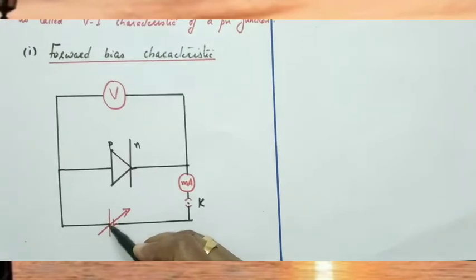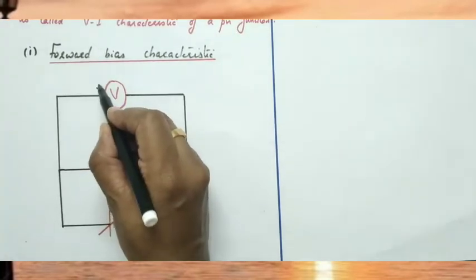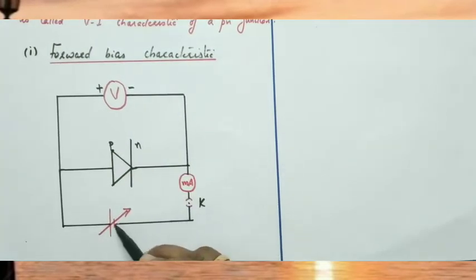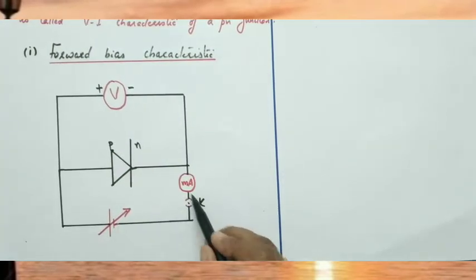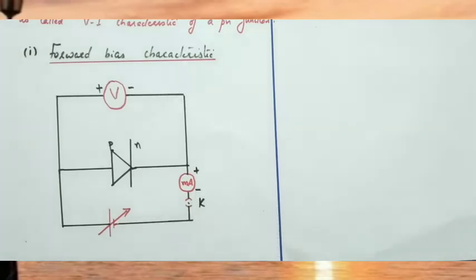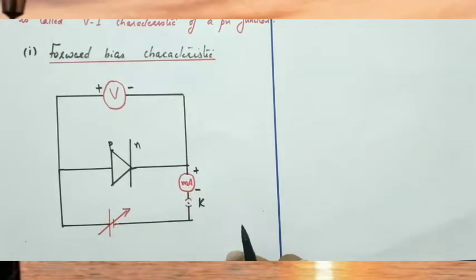Since this represents the positive terminal of the battery and this represents the negative, here also the negative terminal of the battery is connected here. So, this is the negative terminal of the milliammeter and this represents the positive terminal of the milliammeter. So, this is the circuit diagram of the p-n junction diode for forward bias characteristic.